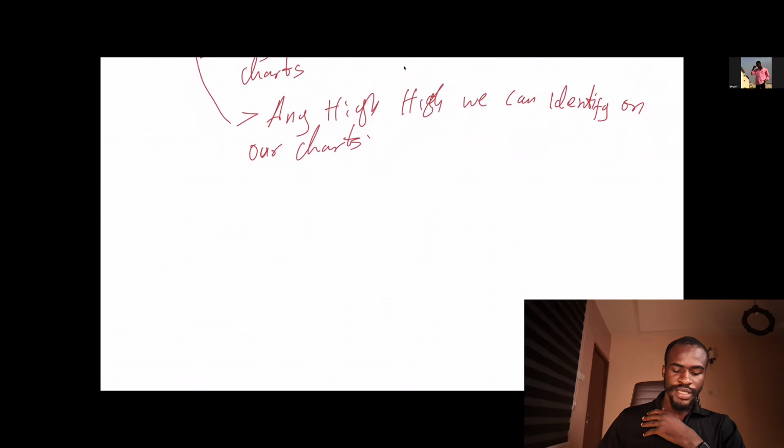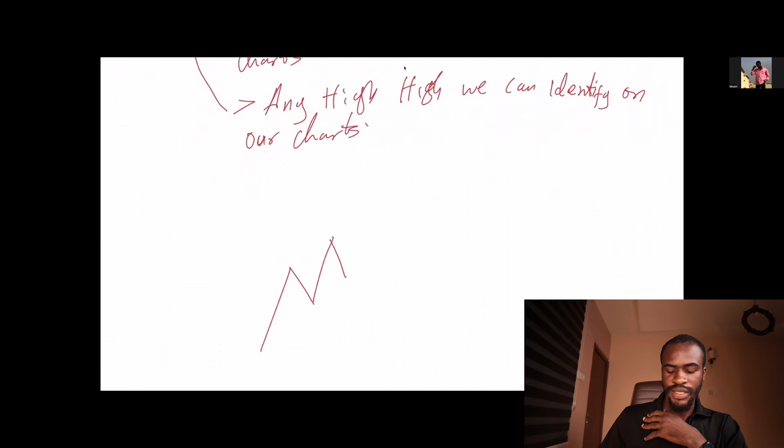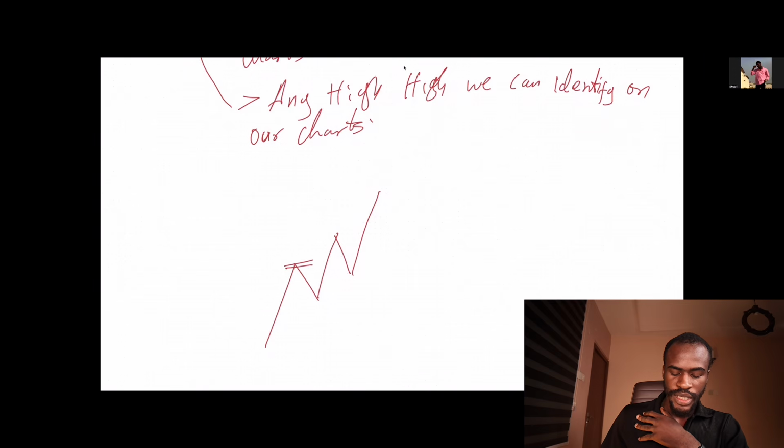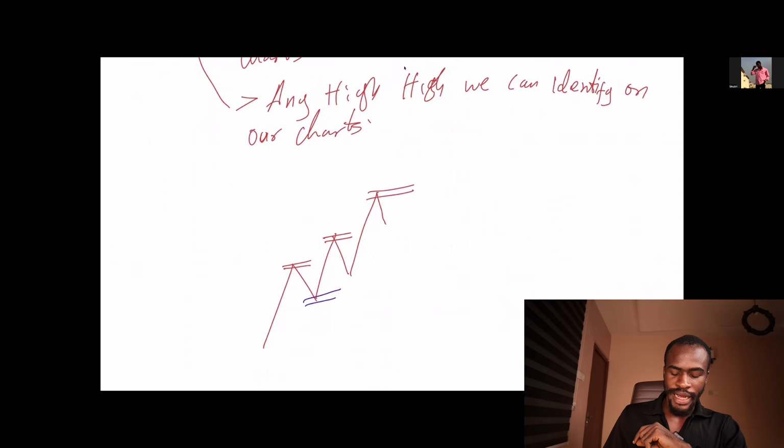Now, if I have a chart and I see price movement like this, any high I see is a resistance. So this is a resistance. This also is a resistance. If price creates a high here also, this would be a resistance. Now, any low I can identify is a support. If price actually stops here and then pushes up, we have what?